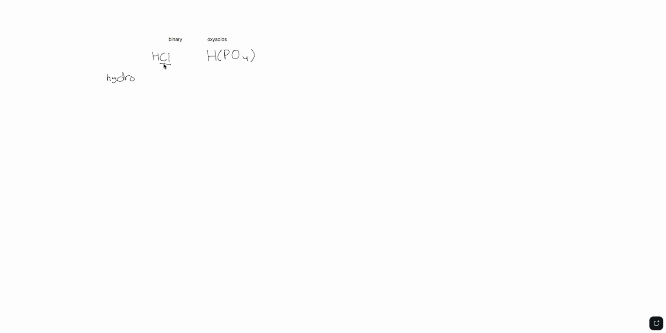So this is chlorine. Cl is chlorine. Chlorine is going to turn into chloric. So we have hydrochloric, and then we put acid at the end. So HCl is hydrochloric acid.